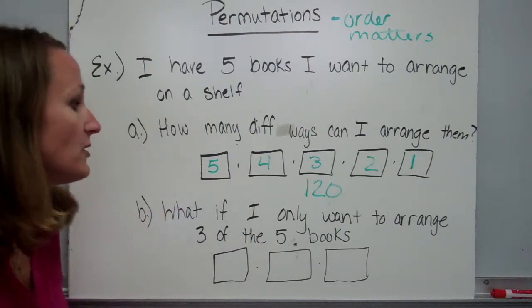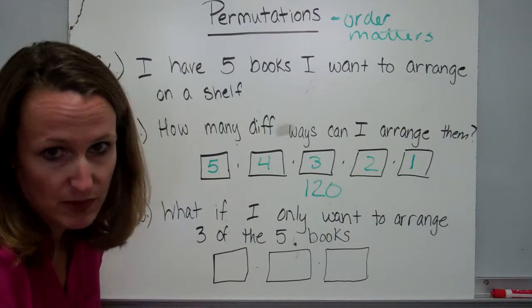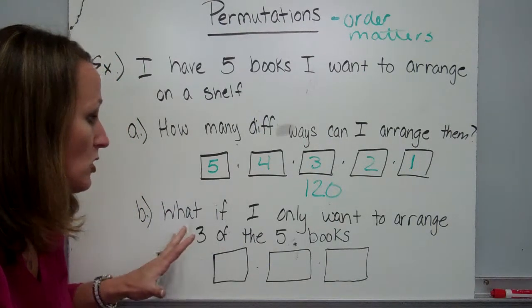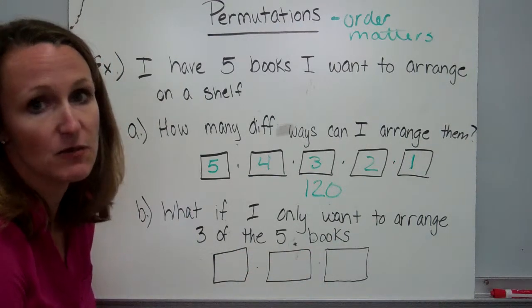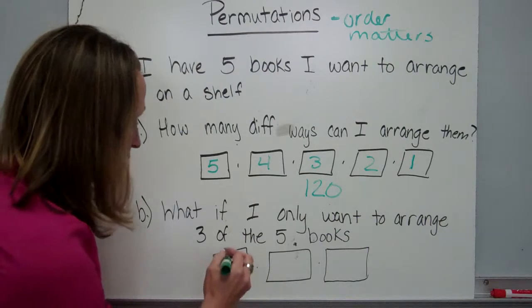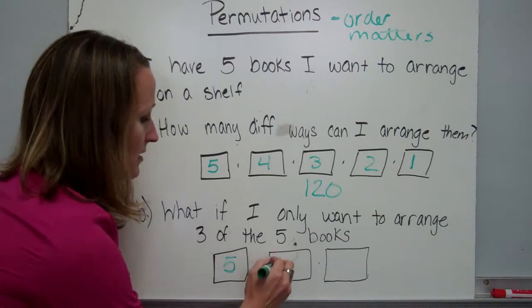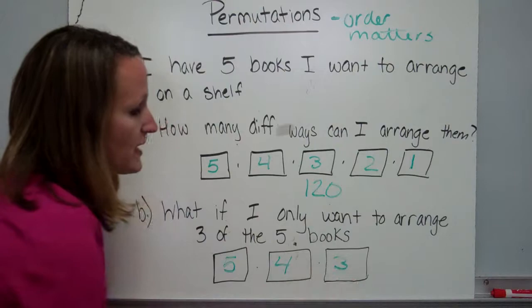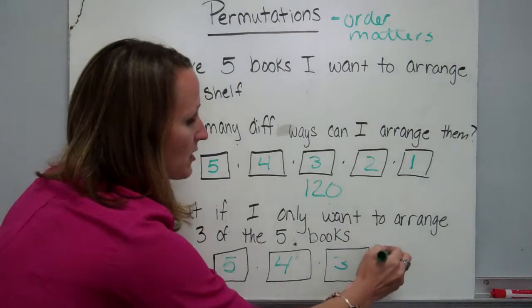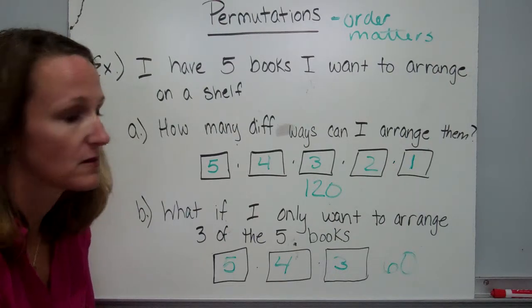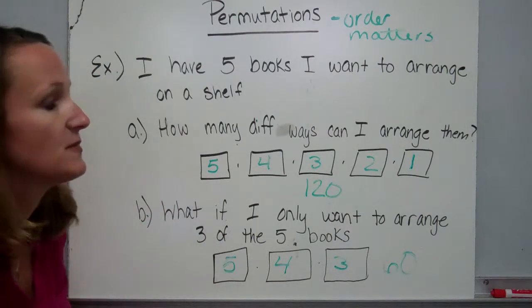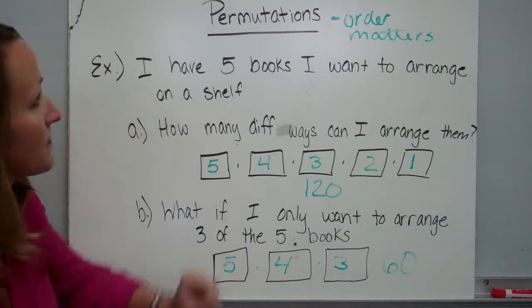Now, what if I only want to arrange 3 of the 5 books? I'm still going to use my fundamental counting principle, but this time I only need 3 boxes because I'm only arranging 3 books. So I would do 5 times 4 times 3, and I would find that there are 60 ways to arrange my books. So half as many ways because I took out 2 of the books.